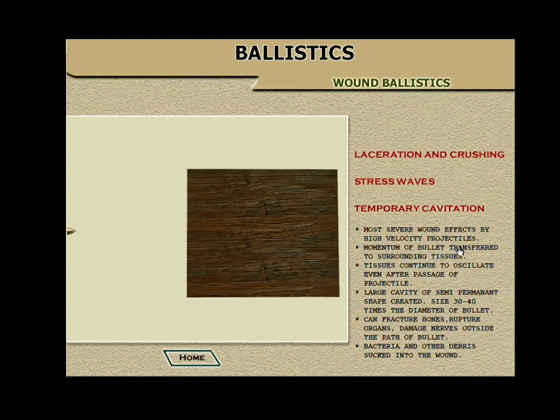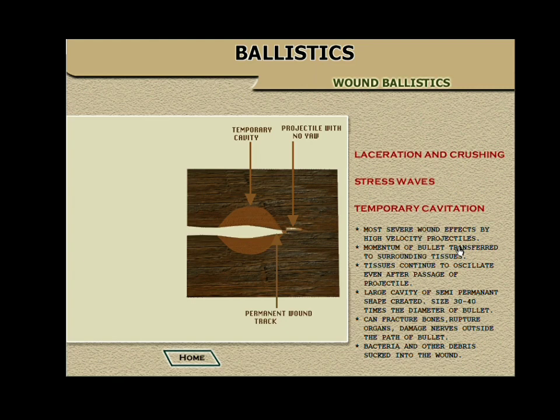Temporary cavitation. In case of a high velocity bullet, momentum is transferred to the surrounding tissue, which on passage of the projectile moves and oscillates, creating a cavity temporarily, 30 to 40 times the size of the projectile. This oscillation results in severe damage outside the immediate path of the projectile. The shape of the cavity is ellipsoid. Because of the atmospheric pressure, bacteria, clothing, etc. are sucked in, which cause injury due to infection. Higher the velocity, greater the cavity.